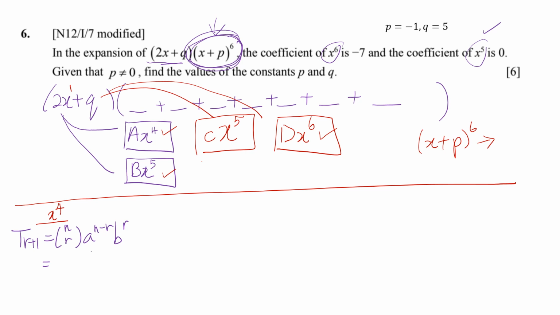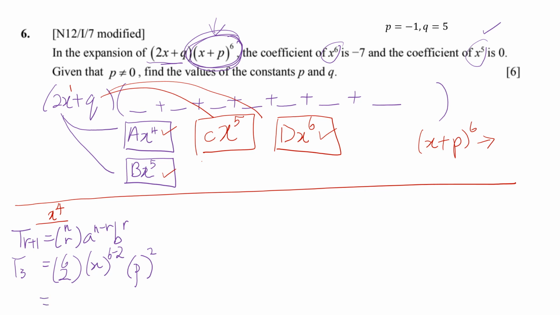All right, so your a is x, your n is 6, your b is p. Okay, so if I want to get x to the power of 4, then I need to take 6 minus 2, right? 6 minus 2 gives you 4. So in other words, my r has to be 2, because n is 6. 6 minus 2 gives me 4. Right, so we're actually finding the third term.